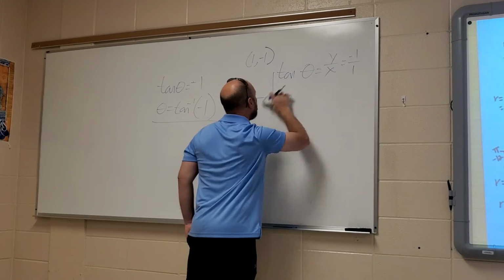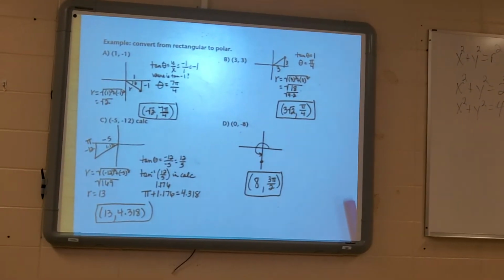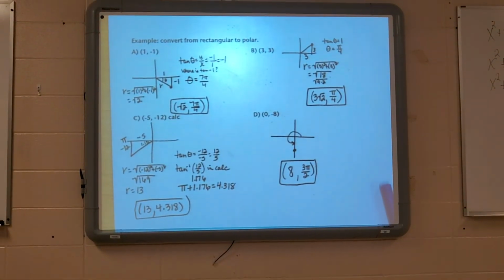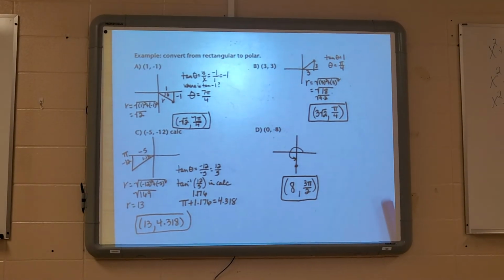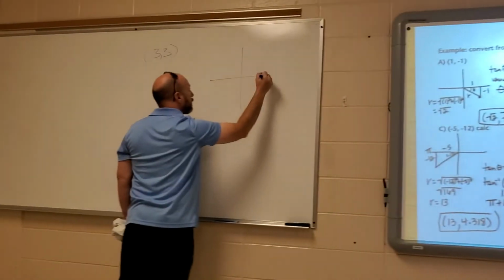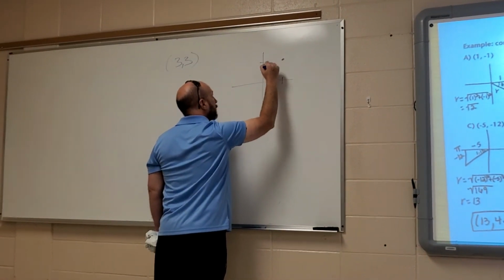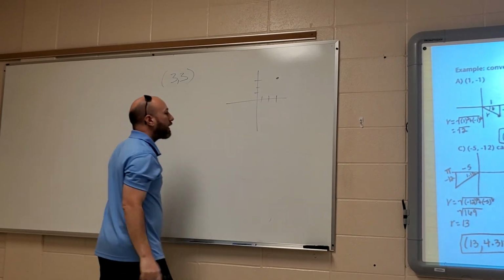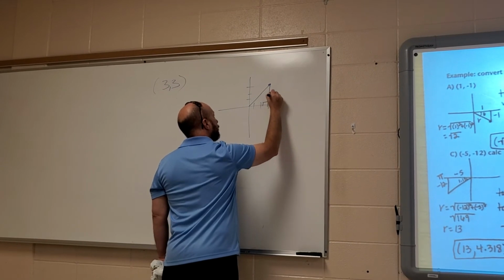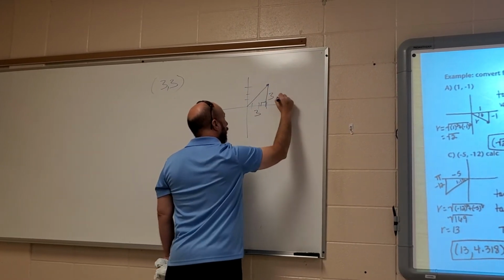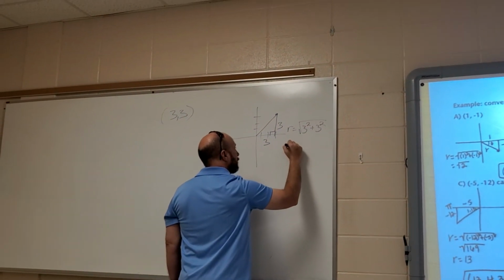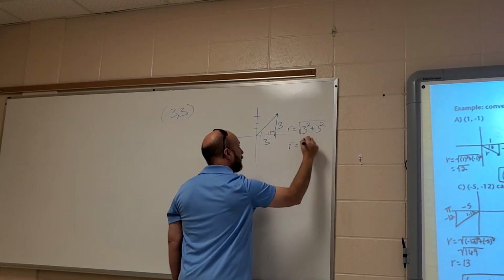All right, let's look at the next one. 3, 3. We look at the graph. 3, 3 is right here. So then, if we draw our triangle, this is 3, and r is the square root of 3 squared plus 3 squared, which is the square root of 18.